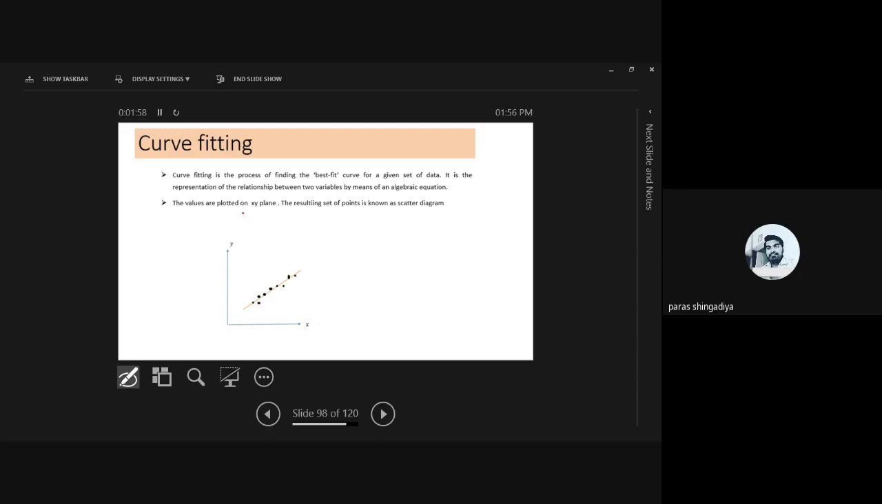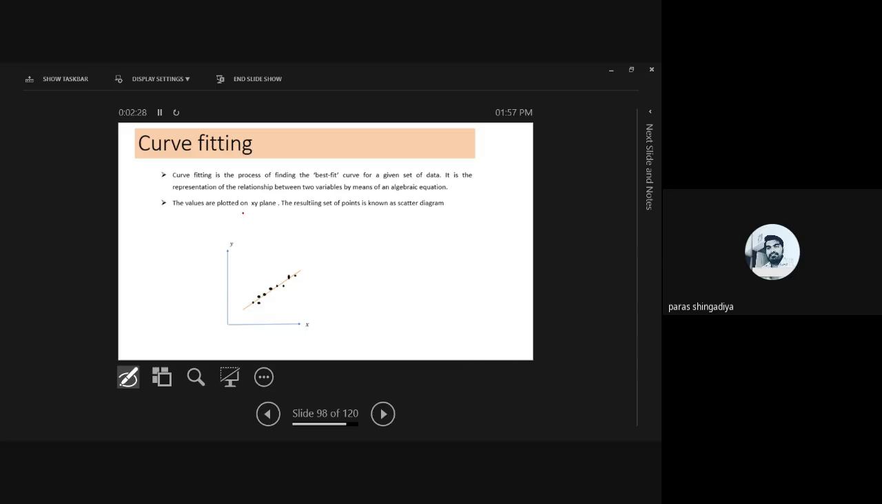So in the last lecture, we completed the portion of interpolation in theory and we had started this topic. I think two or three examples we completed in the last lecture. Portion of curve fitting and first definition are given here. What is the meaning of curve fitting? It is the process of finding the best fit curve by using the given set of tabulated data.